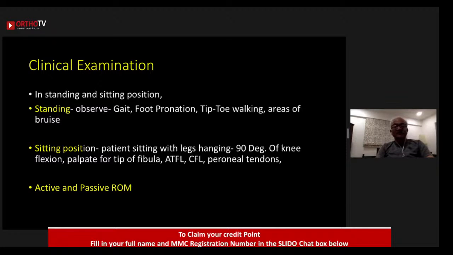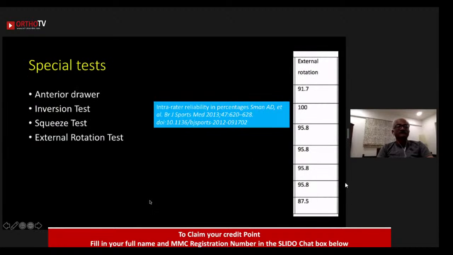In sitting position, typically the patient sits on the examination couch with the knees hanging and bent at 90 degrees. One needs to have a systematic way to palpate the bony points, like palpating the tip of the fibula, the medial malleolus, the ATFL, the CFL, and the peroneal tendons. The active and passive range of motion also needs to be recorded at this point of time.